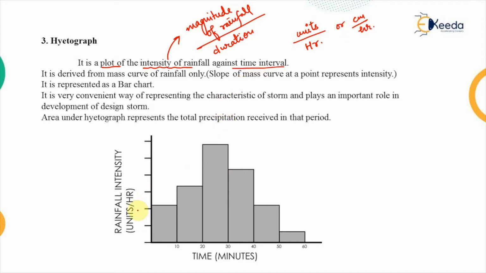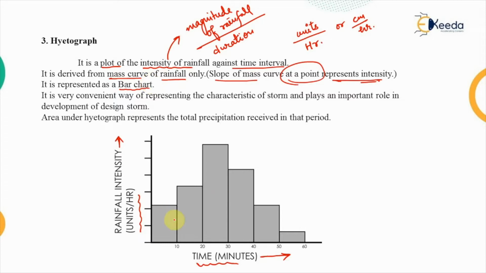On the y-axis we will represent the rainfall intensity, in centimeters per hour, and on the x-axis we will represent the time, which may be in minutes or in hours. Now this hydrograph is obtained from the mass curve of the rainfall only, because the slope of the mass curve at any point represents the intensity. What this mass curve is, we will see in a while. Now this represents the data in the form of a bar chart.